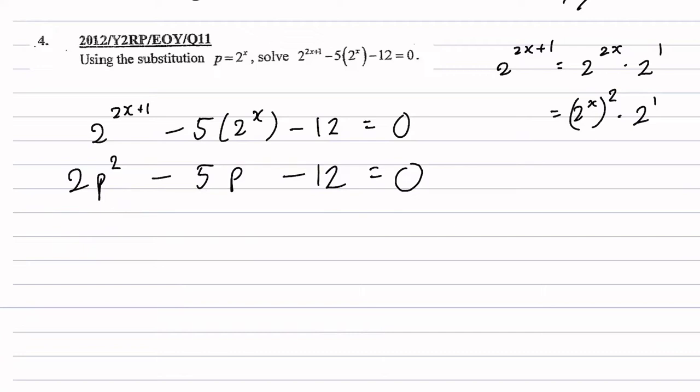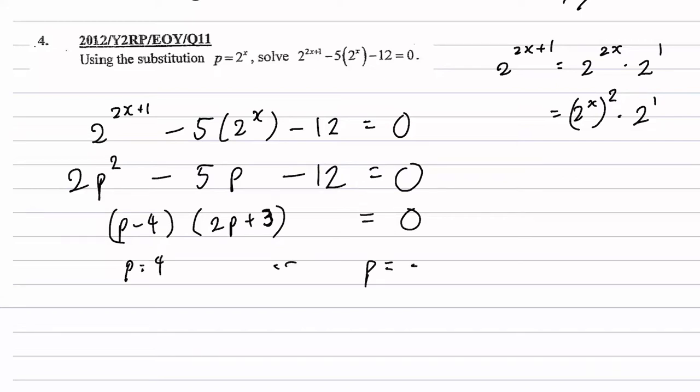Use calculator. 2, minus 5, minus 12. I get p minus 4, 2p plus 3. Then p is equal to 4 or p equals to negative 3 over 2. So now do you think we are trying to solve for p or trying to solve for x? Try to solve for x. Yeah, so don't stop there.